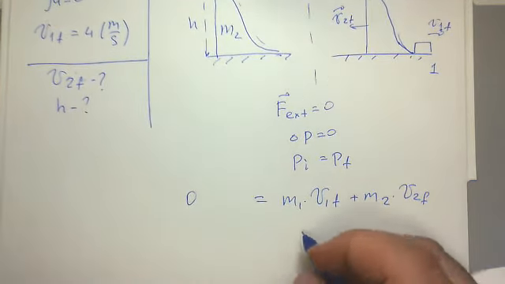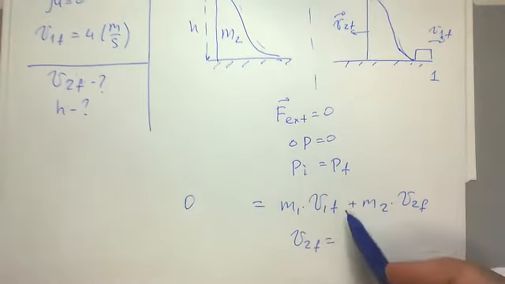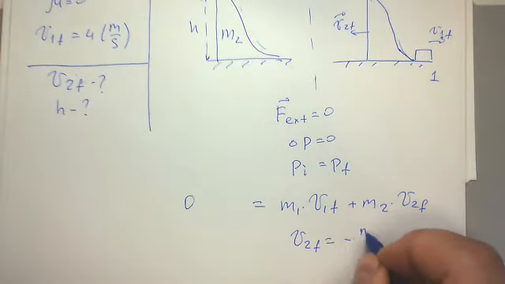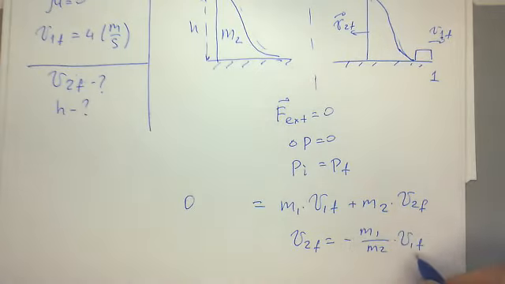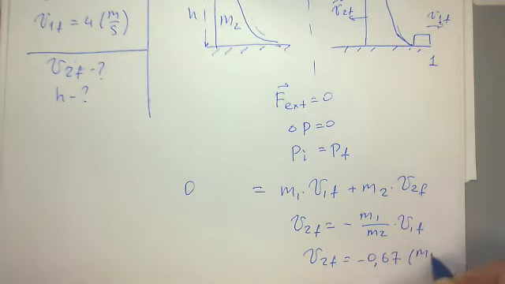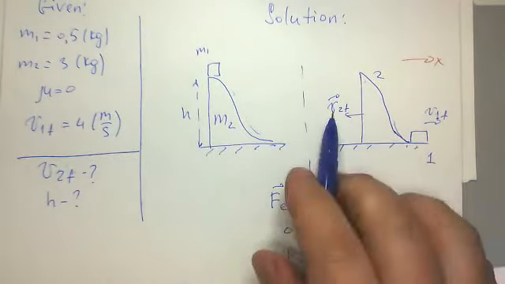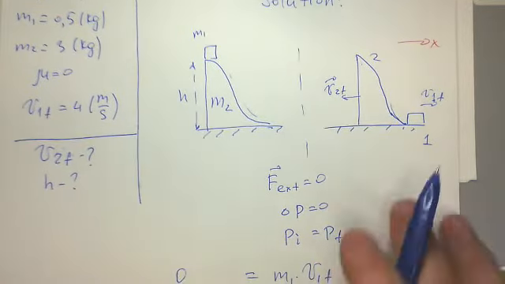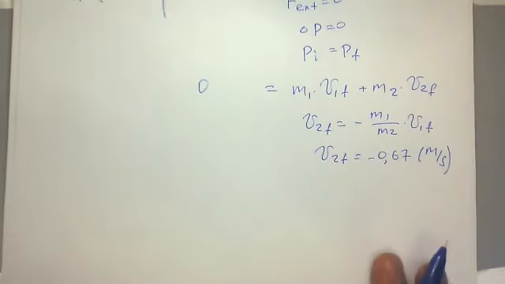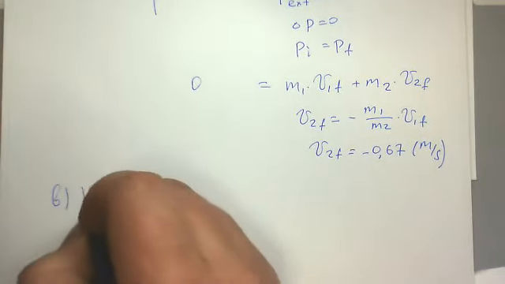And from here we can easily find the final speed of the second object, the wedge. That is equal to minus M1 over M2 times V1 final. The numerical value would be minus 0.67 meters per second. So this is the speed, directed in the opposite direction with respect to the motion of object M1. Now, that was part A. For part B, we need to find the height of the wedge.